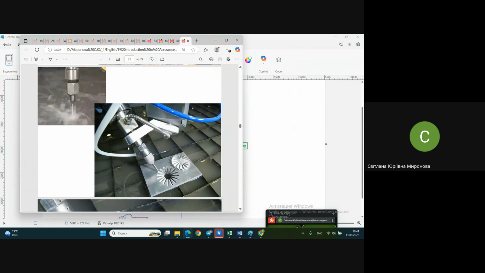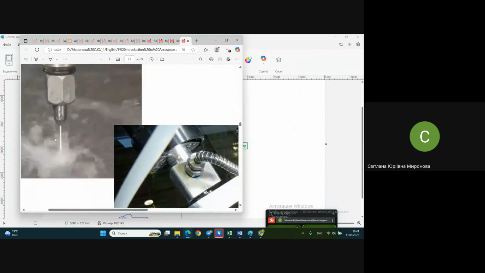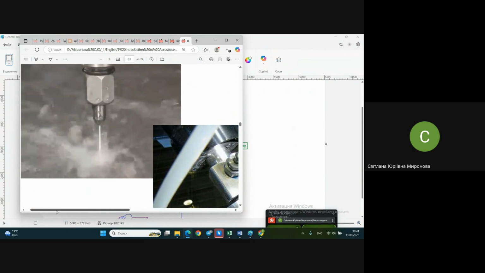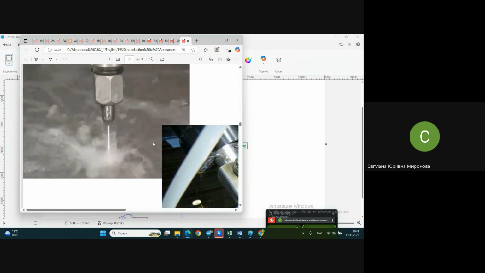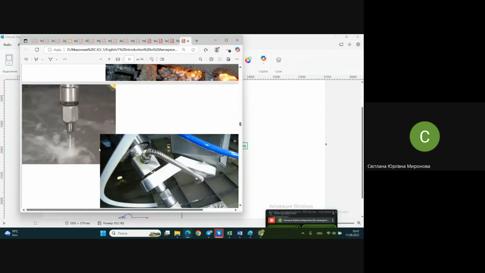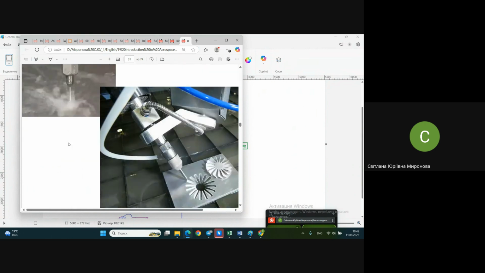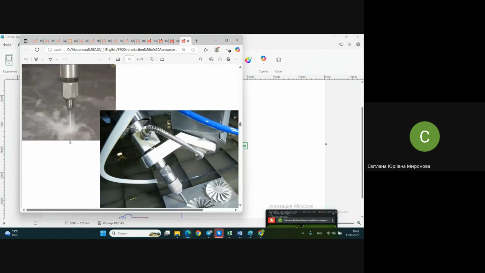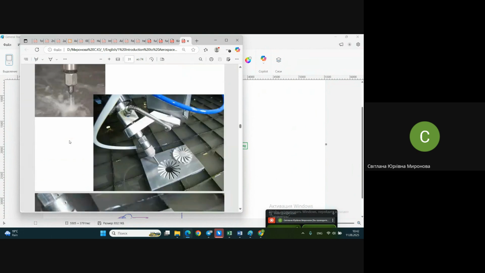Right now, what do we see? How do you think? What do we see? Maybe you already understood. It's a jet stream of water. It's water, but look what it looks like. It looks like a very thin needle. Yes, it is a sort of needle in this case because it's at very high pressure.